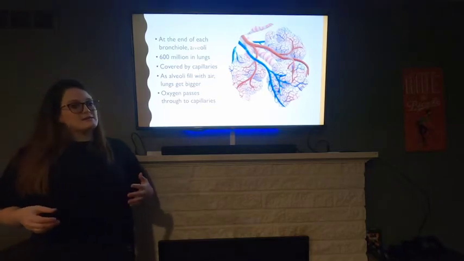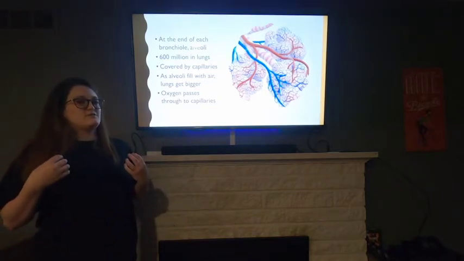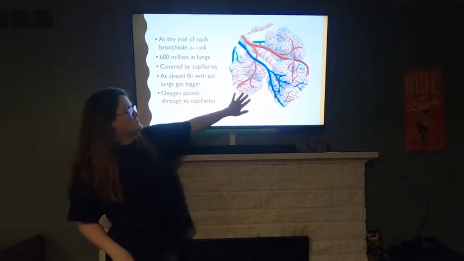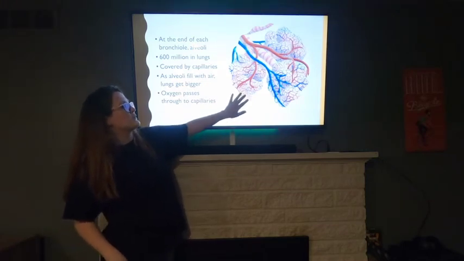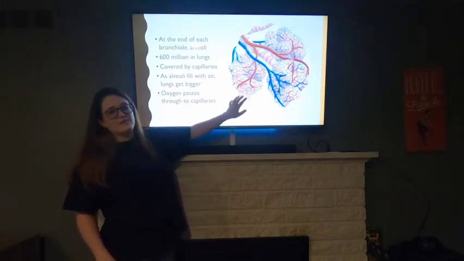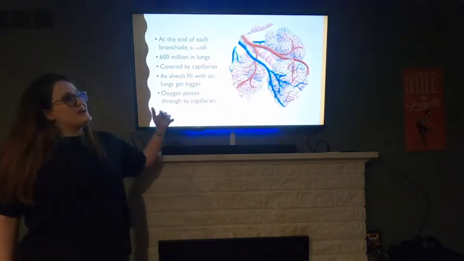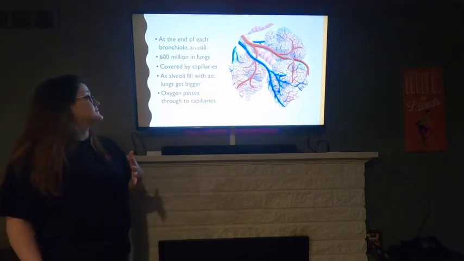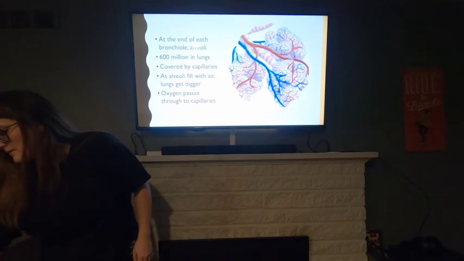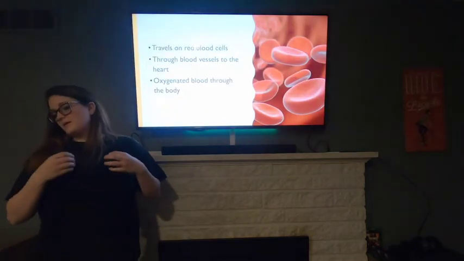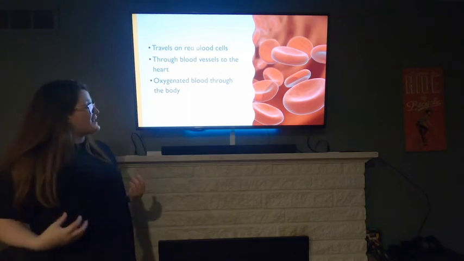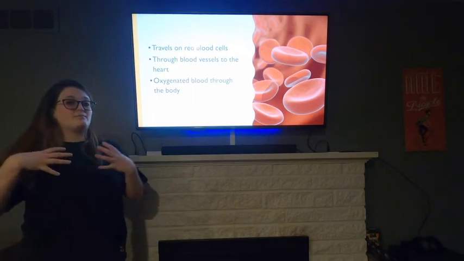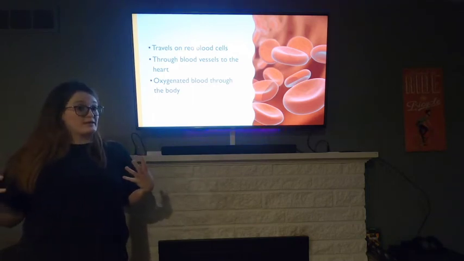Now what happens with the capillaries is when you breathe in your air and it's filled with oxygen, the oxygen passes through the thin walls of the alveoli, and they hitch a ride on the red blood cells that are in the capillaries. And then they go through the capillaries and into your other blood vessels. And this sends oxygen throughout your entire body. Goes all the way up to the heart, which then pumps and then oxygenates the rest of your organs.